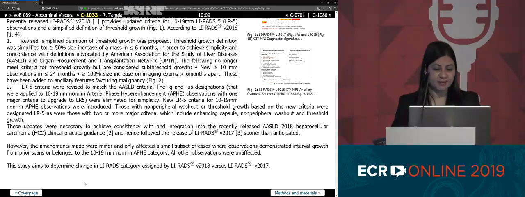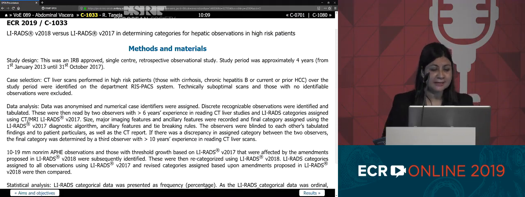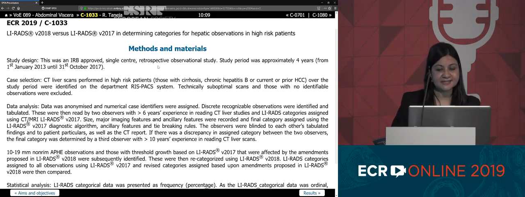This study aims to determine how the LI-RADS categories changed on application of version 2018 compared to 2017. I'll just move on to study design. This was an IRB approved single center retrospective observational study that was carried out over 4 years. CT liver scans that were done in high-risk patients over these 4 years were identified. The data was anonymized, and discrete recognizable observations were tabulated.